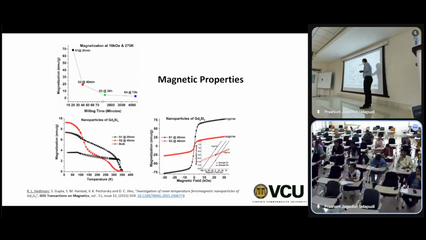And same thing here. The red one is the 40 minutes milled particles, and the black one is the 20 minutes milled particle. So the 20 minutes milled particle is similar to the bulk, whereas red has lost most of its magnetic properties. Okay, so now we have the powder. We also have different particles.